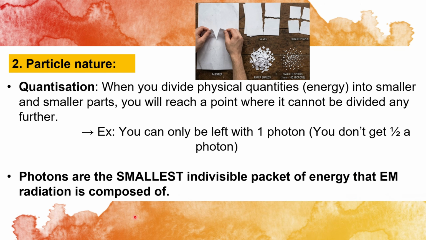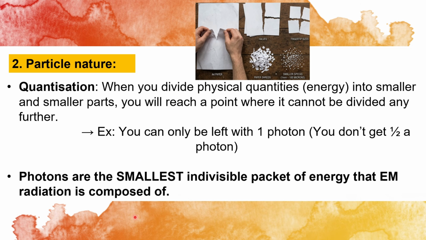Now let's explain what quantization is. Quantization is still part of explaining the particle nature of electromagnetic radiation. The definition says quantization is when you divide physical quantities like energy into smaller and smaller parts, then you will reach a point where it cannot be divided any further. For example, you can only be left with one photon, so you do not get half a photon. So the smallest packet of energy that you can be left with is one photon.